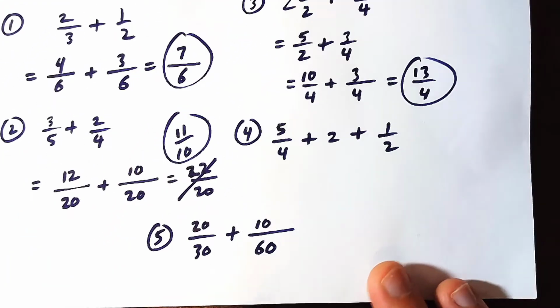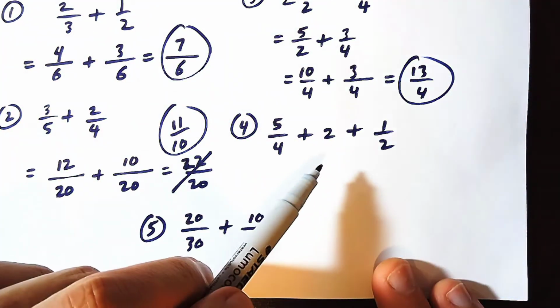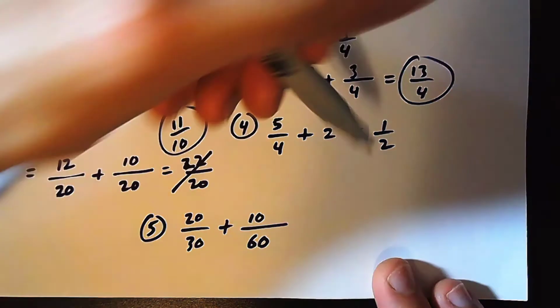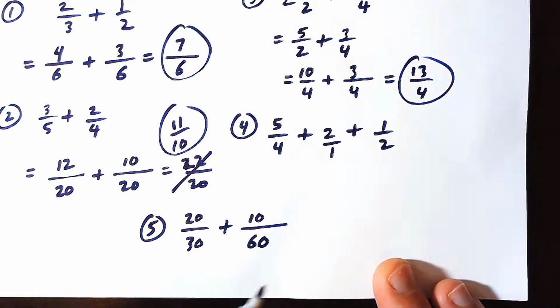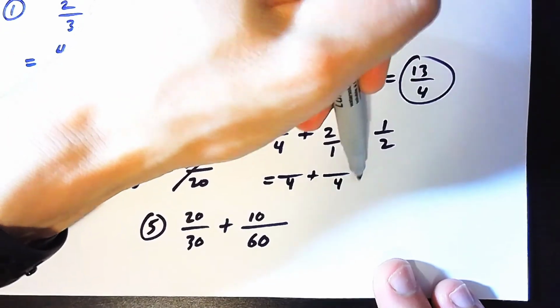Okay, number 4. How do we attack this one here? We need to find the common denominator. Now, what about this 2? Remember, the number 2 is the same thing as 2 divided by 1, which is itself 2. Let's make the bottoms 4. So something over 4 plus something over 4 plus something over 4.